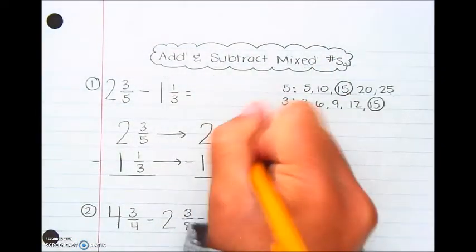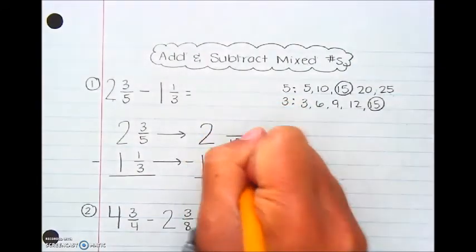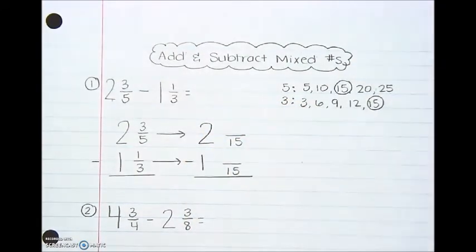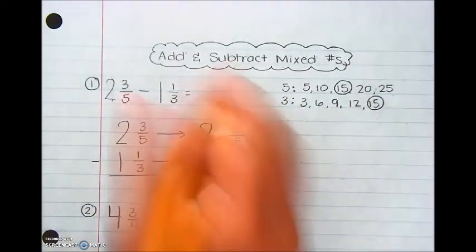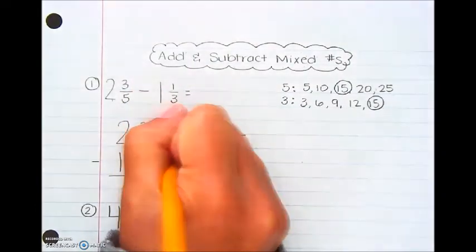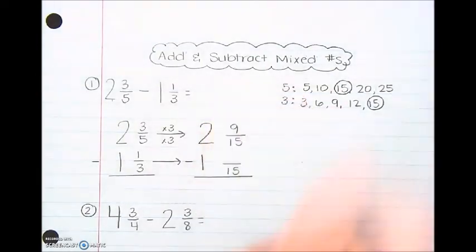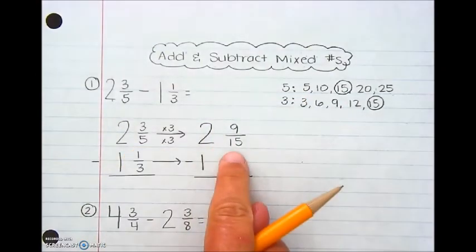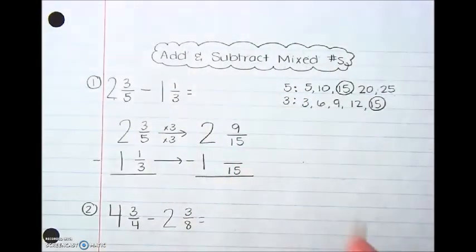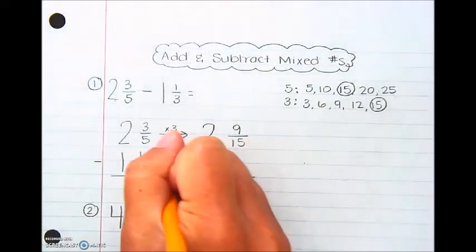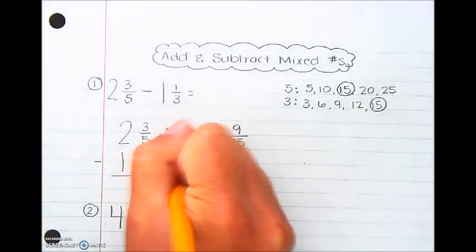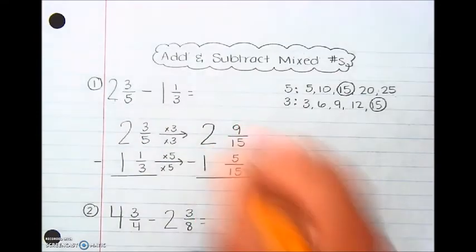So I'll turn both 3/5 and 1/3 into equivalent fractions with a denominator of 15. 5 times 3 is 15, so I need to multiply 3 times 3 for a new numerator of 9, because 3/5 is equivalent to 9/15. And 1/3 becomes 15ths by multiplying 3 times 5 and 1 times 5.